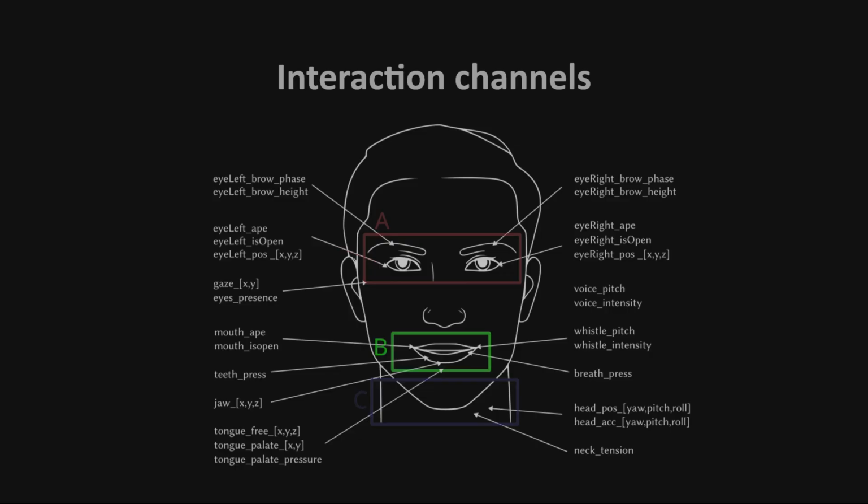Each of these interaction channels has been subdivided into different parameters, which are like different degrees of freedom. For example, we can see in the top left corner that from the left eye, we can extract the position of the eyebrow. We can get the height of the eyebrow. We can get the aperture of the left eye. We can see if the left eye is open or closed and its position in 3D space.